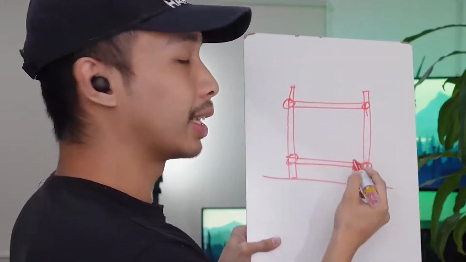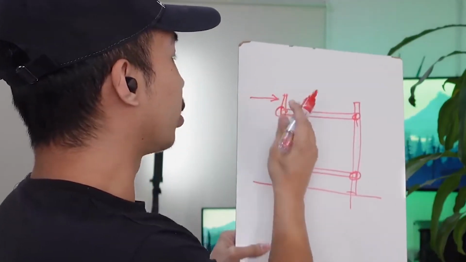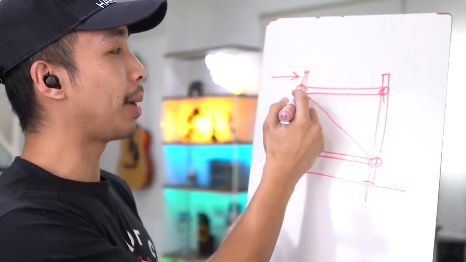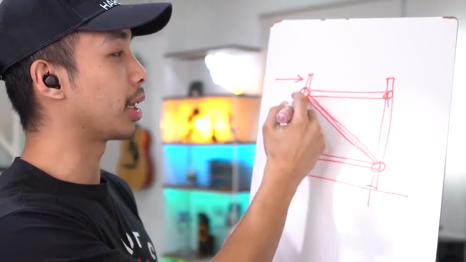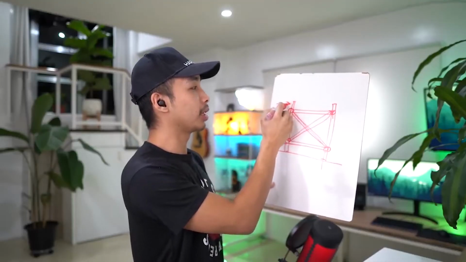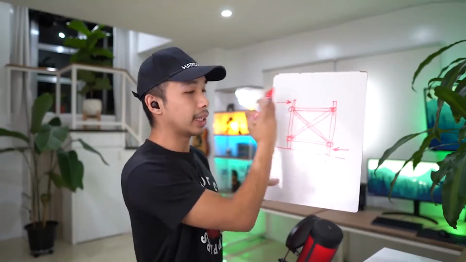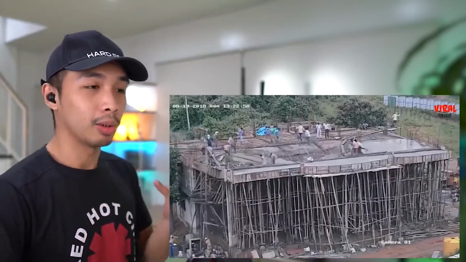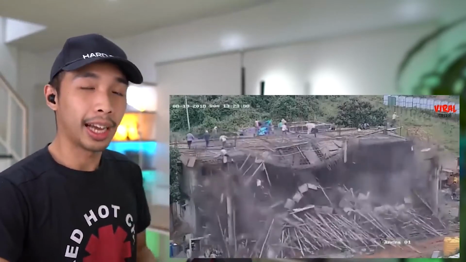Hindi enough yung ganyan. Dahil, pag tinulak mo to dito, may chance na tutumba siya dahil wala kang support pa ganon. So, dapat lalagyan mo siya ng diagonal support na ganyan. And pa ganon, para yung forces na magpupush dito, hindi siya agad-agad matutumba. Kung titignan natin yung pagkatumba nitong Formworks nila ay pahiga siya. So, most likely, kulang ito dun sa diagonal supports.